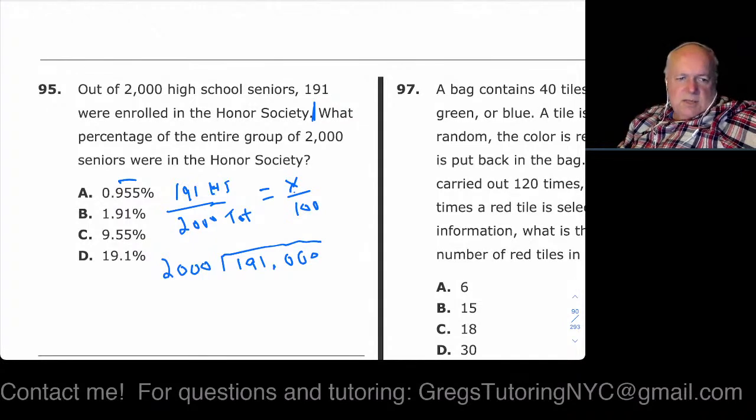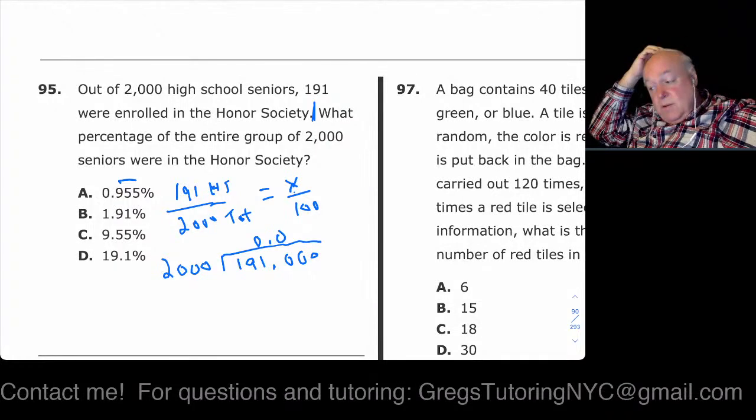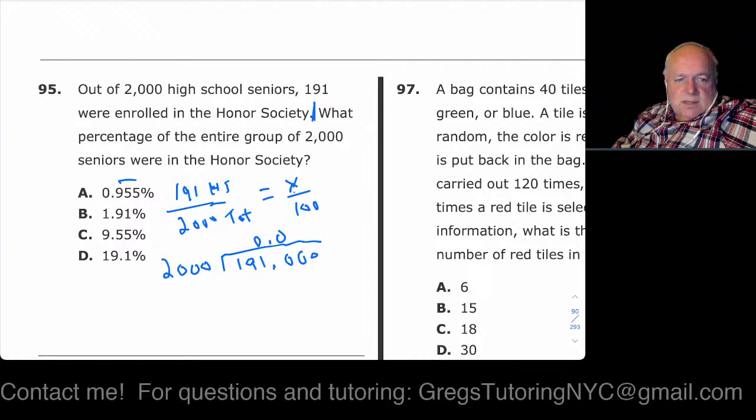So 2,000 into 1, no. 2,000 into 19, no. 2,000 into 191, still no. So I put 0, I bring up the dot. 2,000 into 1910, still no. All right. So then we've pretty much, well, actually we haven't, because we need to see where we're at here.